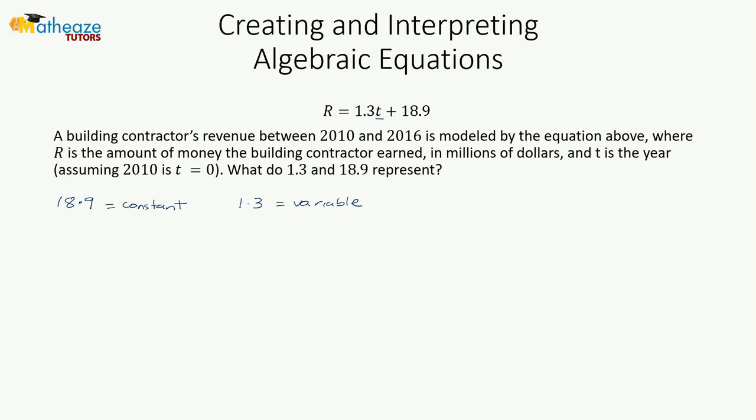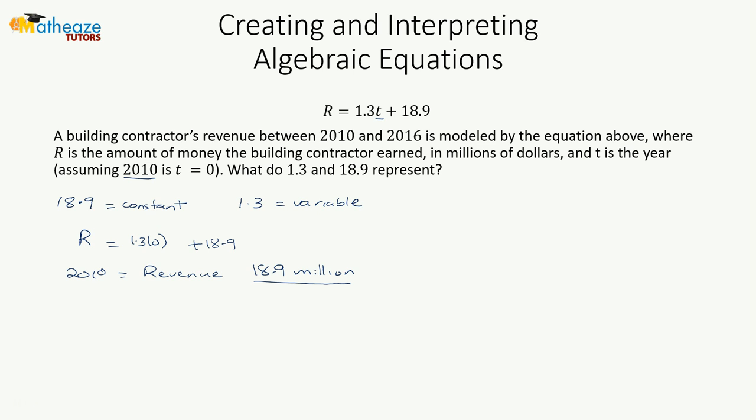This consistently changes. Now we're told that in 2010, T is equal to 0. So let's look at that. So R is equal to 1.3 times 0 plus 18.9. So in 2010, the revenue is $18.9 million because we're told that the revenue is in millions of dollars. So R is 18.9 in 2010. So 18.9 is the revenue in 2010.